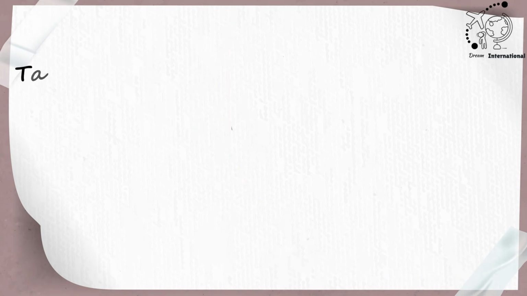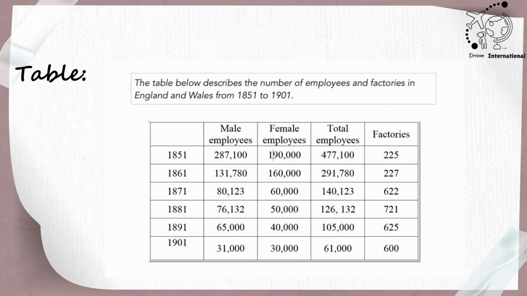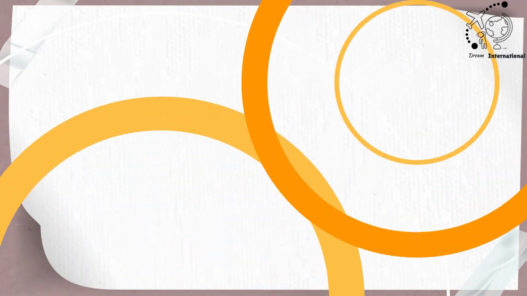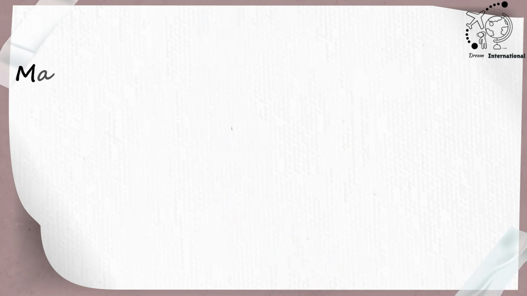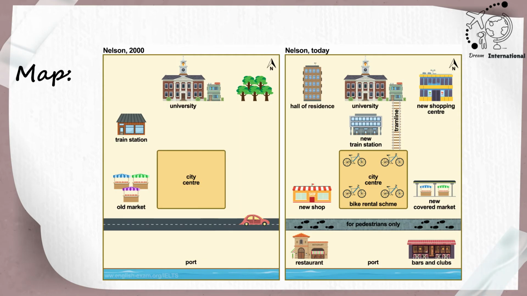The next one we have here is table, as I was just talking about. So you can see it on the screen. The data is represented in the form of a table and you can also see the heading. The table below describes the number of employees and factories in England and Wales from 1851 to 1901, right? And the next one, which is the last one, is the map. You can see the map on the screen. There are some pictures that are given and you have to compare them because it was Nelson in 2000 and Nelson today. So you have to compare the data between the 2 pictures. This is another type called map.